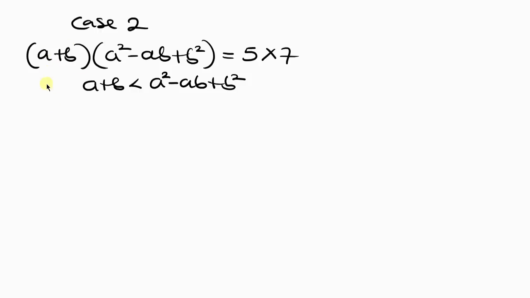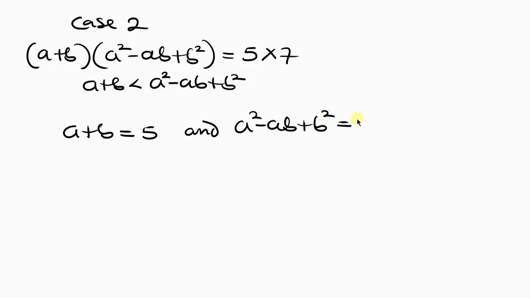So we take the smaller factor, which is a plus b, to be equal to 5. And we take the bigger factor, which is a squared minus ab plus b squared, to be equal to 7. Very good. And just like we did, this will be equation 1. And how do we get equation 2? We do that by taking the square of both sides. So the left-hand side is a plus b, I'll take the square, equal to the right-hand side is 5, I'll also take the square.